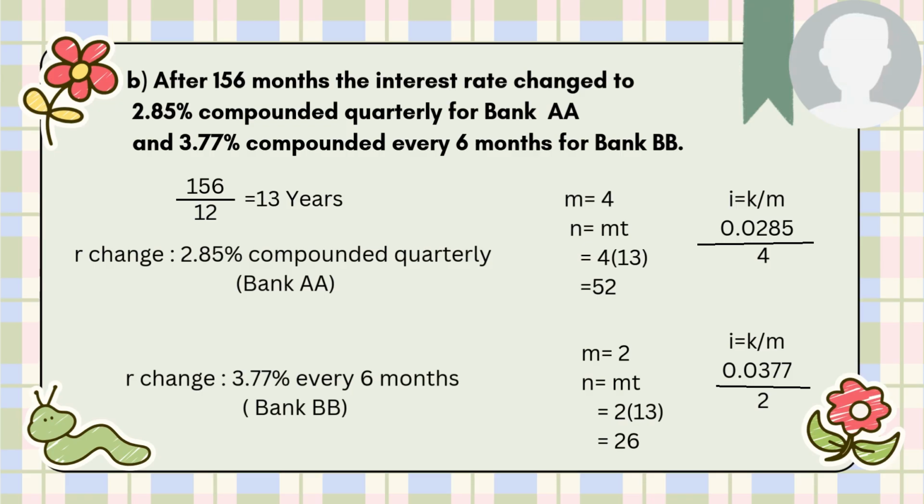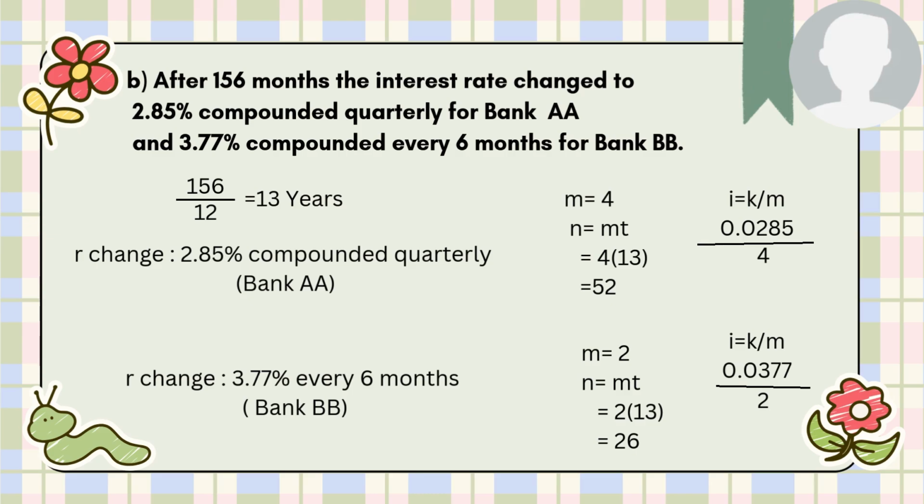Now on to question 1b. After 156 months, the interest rate changed to 2.85% compounded quarterly for bank AA and 3.77% compounded every 6 months for bank BB. Now we cannot use months, we must convert it into years. 156 months over 12, now we will get 13 years. Now the M and N would change also.